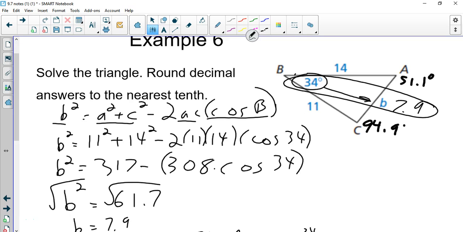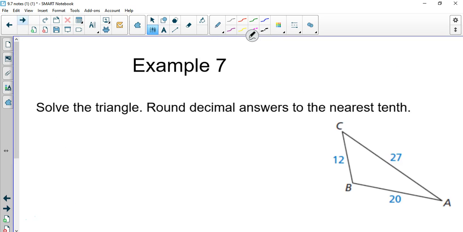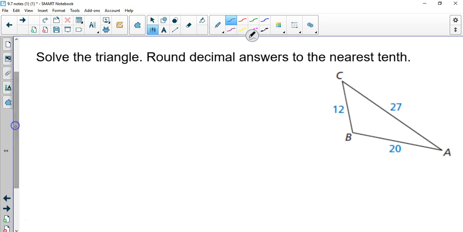And I've solved the triangle. Okay. Let's do it again. This time we have all three sides, and that's it. So you choose. Well, actually, no, I'm sorry, not on this one. You don't choose. On this one, it's very important.